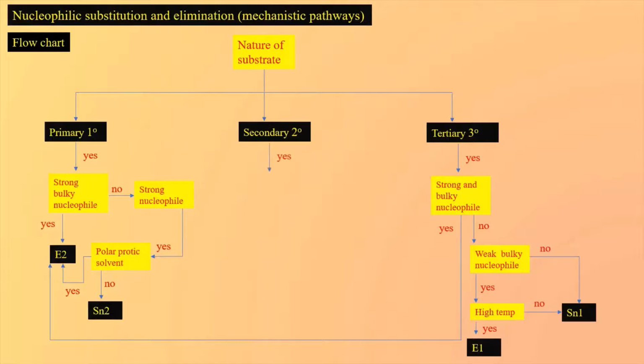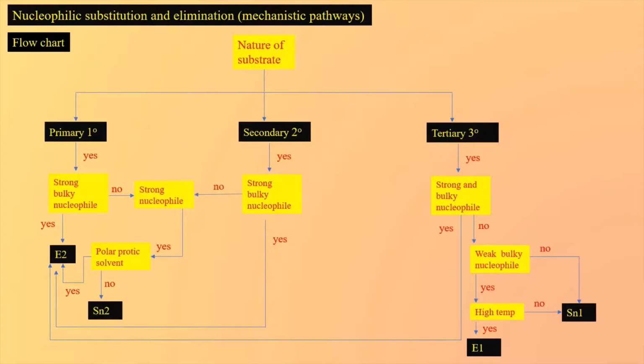Say you determine your carbon containing the leaving group to be secondary. Yes, it is secondary. Then you again ask the question, is this the strong bulky nucleophile? If you say yes, then it is an E2. If you notice, after you get the initial yes, you're always asking the first question, is it a strong and bulky nucleophile? Which also follows the sequence that we have the substrate, then the nucleophile. Then only we ask the question about the solvent.